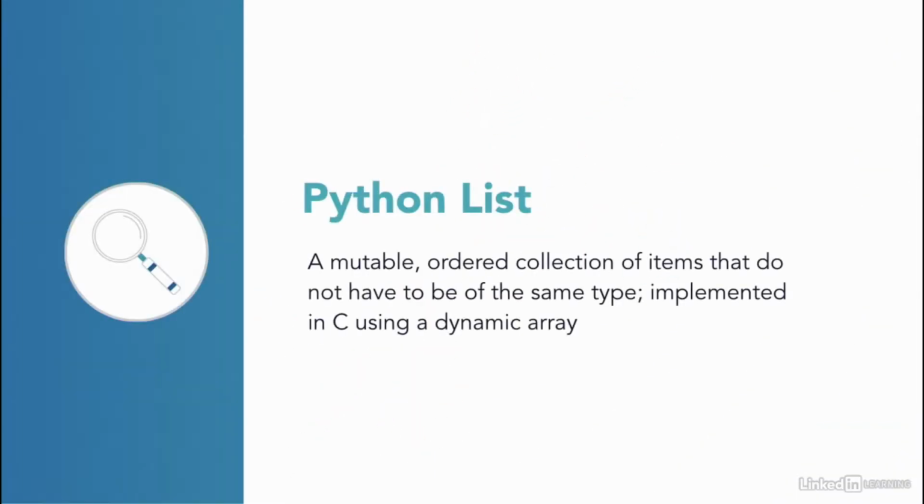The definition of a list is a mutable, ordered collection of items that do not need to be of the same type. What we mean by ordered is that the list preserves the order in which items were added to it, not necessarily that the items in it are in numerical order or alphabetical order. As you might know, the Python language is written in C. Behind the scenes, the Python list we're familiar with is implemented in C using what's called a dynamic array.